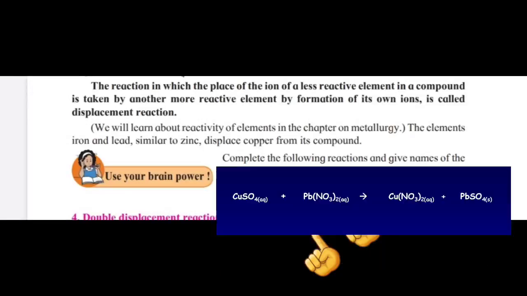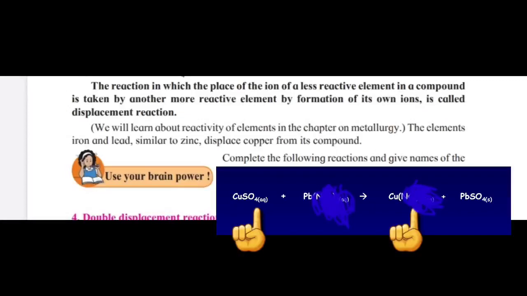Another example, CuSO4 plus lead, that is Pb, giving you PbSO4 plus Cu. Cu from copper sulfate solution is being displaced by lead, which is more reactive than copper.